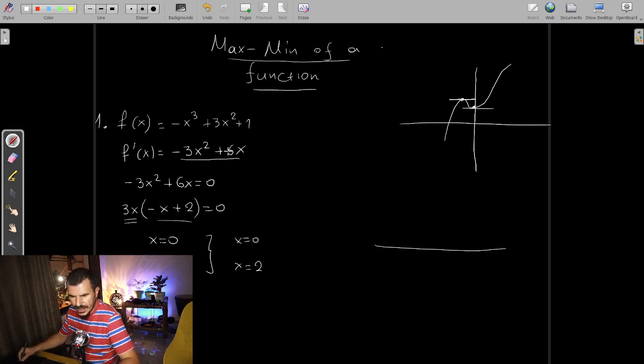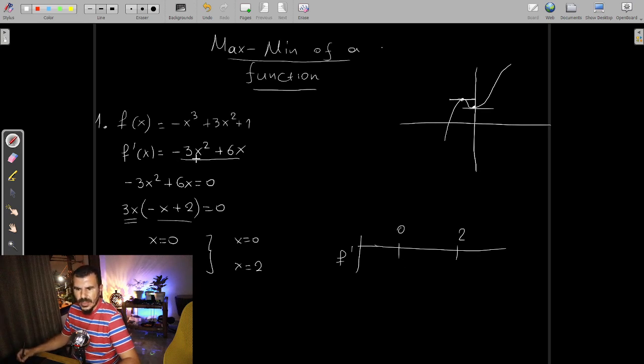So I know that the derivative here has zeros 0 and 2. These are the solutions, the roots of this quadratic. Now I want to find the sign of f derivative, meaning where it is positive and where it is negative. One simple way to find this is trial and error. So take a value between 0 and 2 and put it into the derivative.